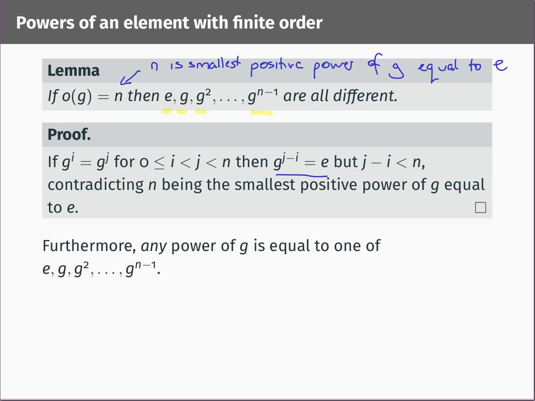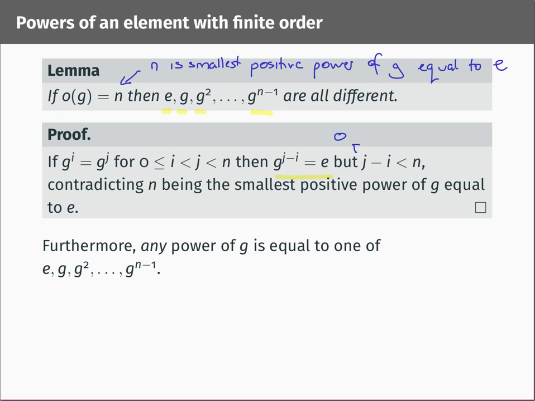g to the power i minus j is equal to the identity. But if it's equal to the identity, well, j minus i is less than n, because j was less than n, and j minus i is even smaller than j. So j minus i is smaller than n, and that contradicts n being the smallest positive power of g equal to the identity. So I guess we should also notice there, because j was bigger than i, j minus i was also bigger than 0. So this contradicts n being the smallest positive power of g equal to the identity, and therefore no such pair exists. And those powers, e, g, g squared up to g to the n minus 1, those things are all different.